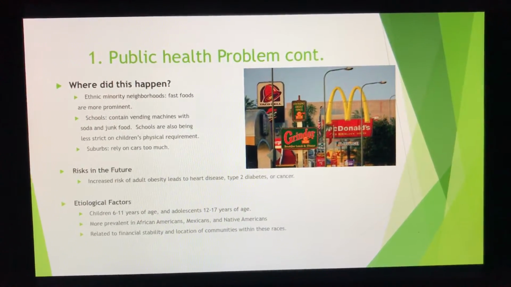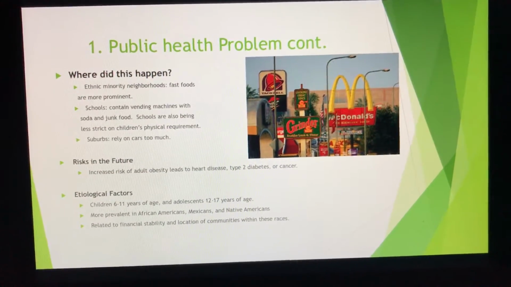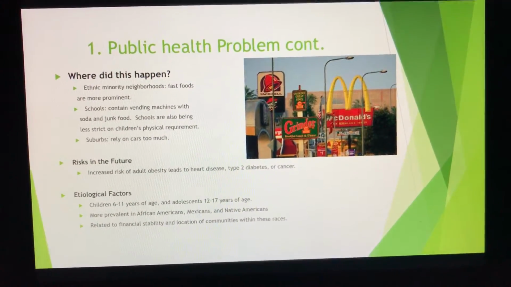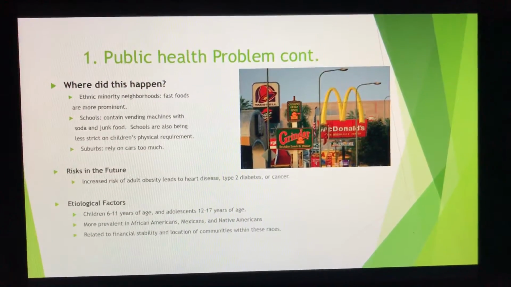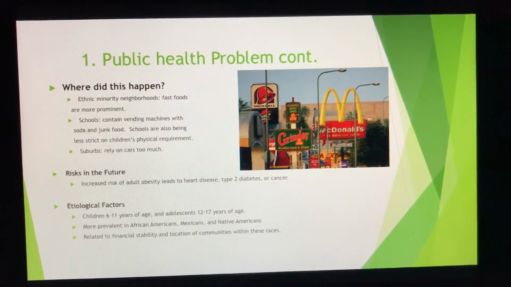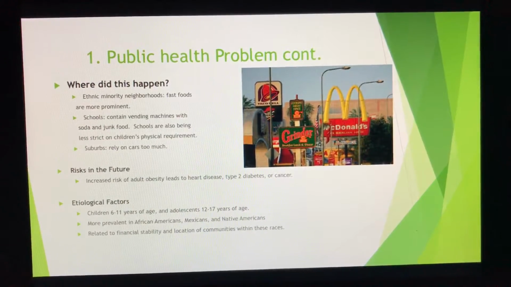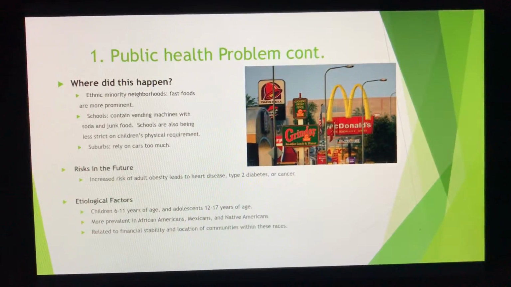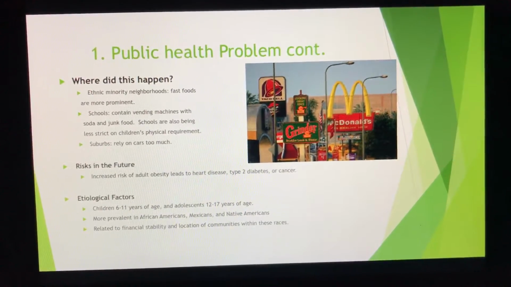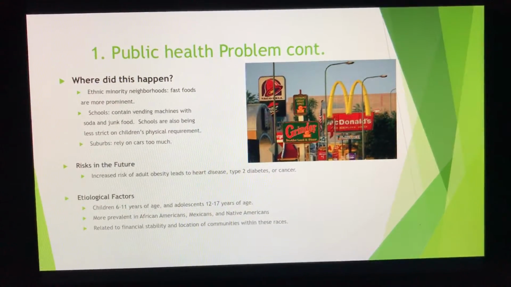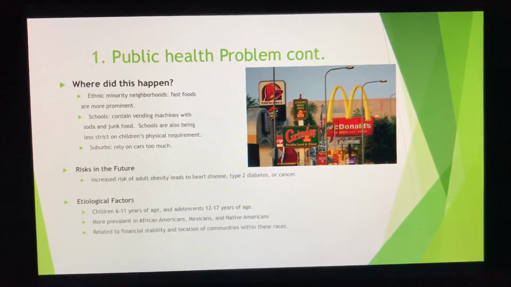So, risks of childhood obesity in their future is increased risk of adult obesity, and this leads to heart disease and type 2 diabetes or cancer. So, etiological factors are that children 6 to 11 years of age and adolescents 12 to 17 years of age are more commonly to have this disease, and it is more prevalent within African Americans, Mexicans, and Native Americans. And then child obesity is related to financial stability and location of communities within these races.